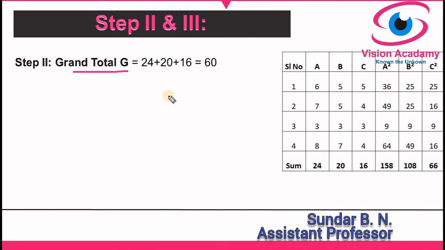Before calculating the grand total we need to prepare this table. Very importantly, I will show you how to prepare this table. Once you prepare this table we can just pick the data and put it into the formula directly. So we have three varieties A, B and C. So we have samples of those three varieties here: 6, 7, 3, 8, 5, 5, 3, 7, 5, 4, 3, 4, which are taken from the problem.